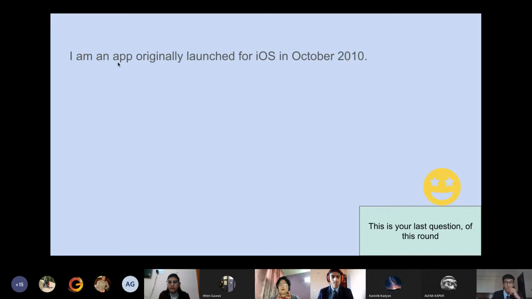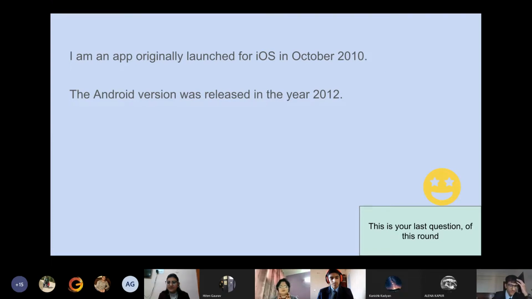First of all, you have to identify the difference between an inbuilt browser and an app. Raghav, should we go on the hint too? Okay, we will. Ma'am, hint two. The Android version was released in the year 2012. There is no name, so you can give it a try. Ma'am, iTunes? No. Shall I move? Should we go with iTunes? I don't think so. It will be iTunes.